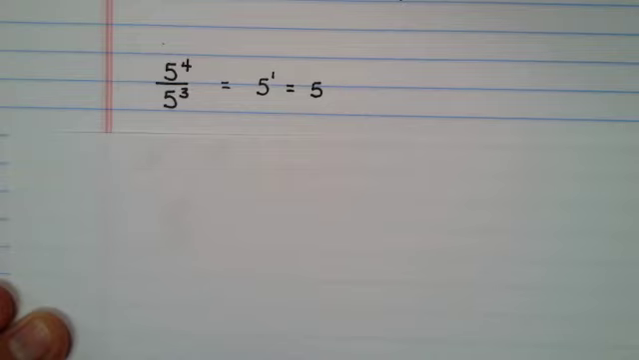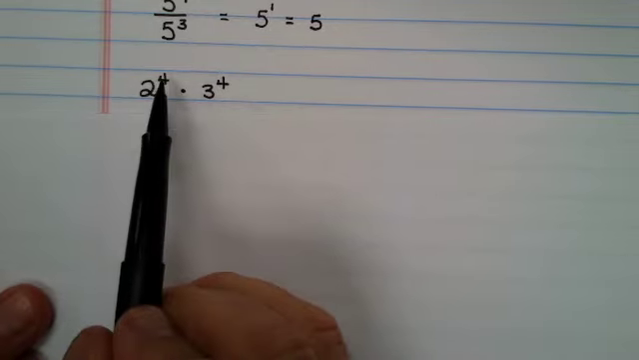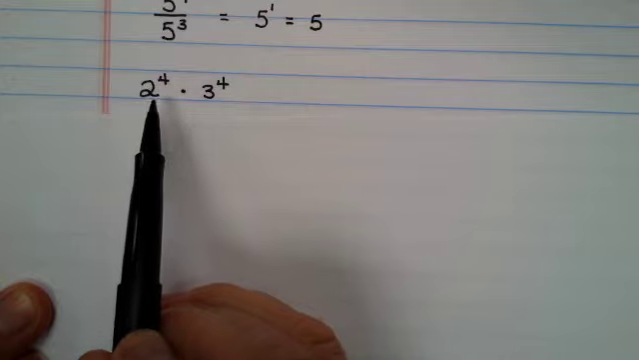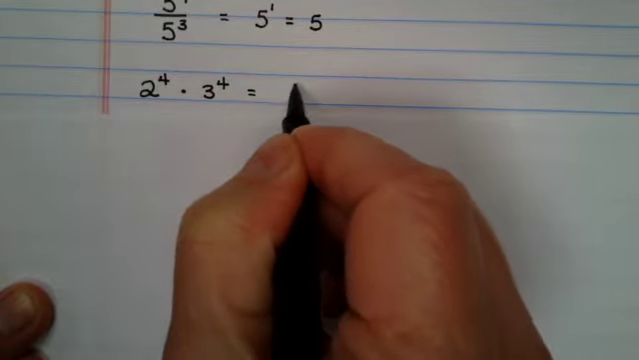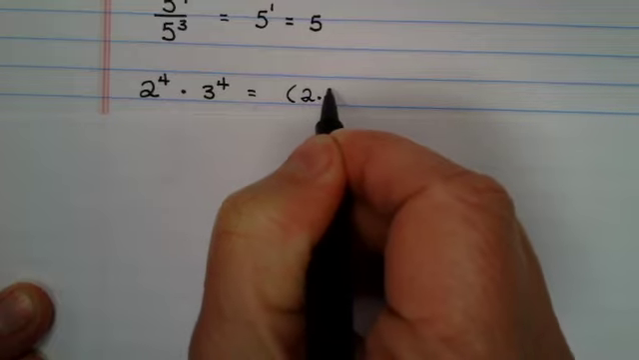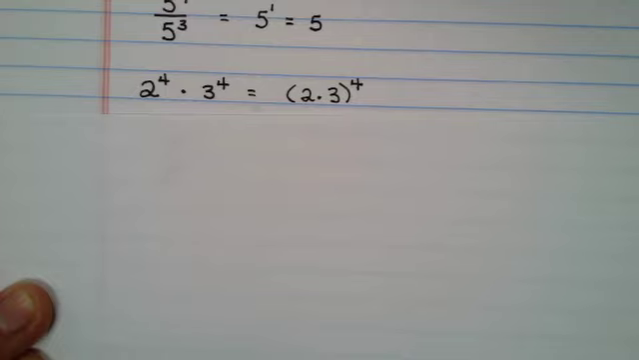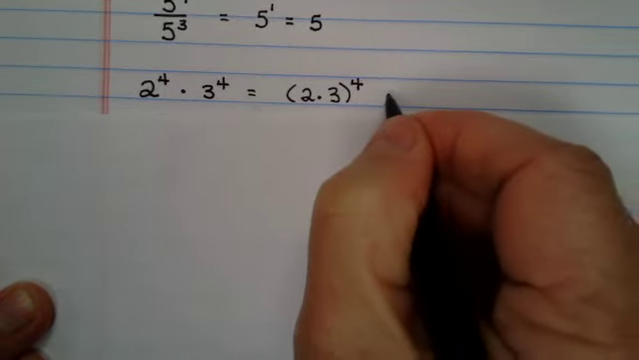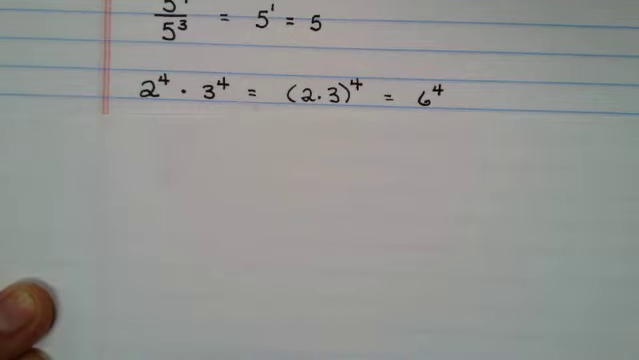My next example, I need to look and see if the bases are the same or if the exponents are the same. In this situation, the exponents are the same. That means I can multiply these bases together. That means I need to take 2, multiply it by 3, and I keep that exponent. 2 times 3 is 6. This is going to be 6 to the 4th power.